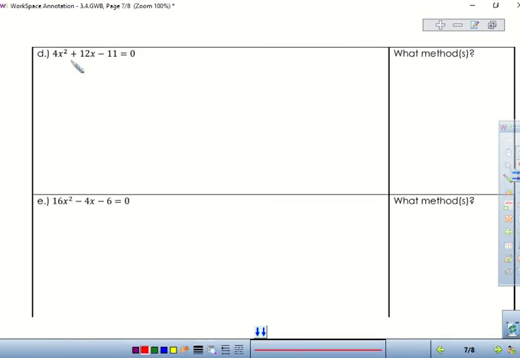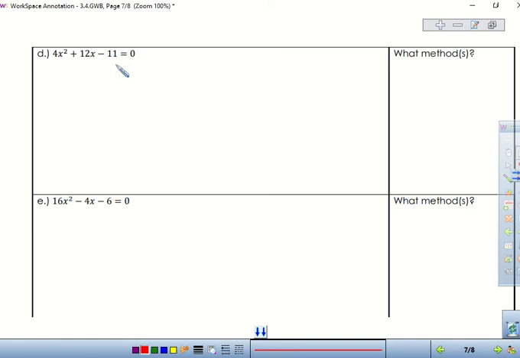Next one here. What we can do is we want to see first if there is a GCF. And as you can see, there's unfortunately not a GCF on this one. So the next thing we would try, since the A value is not 1, is we would see if AC method works. But before we try writing it out, we want to just mentally test it out. If I were to multiply the 4 and the negative 11, what would I end up with? Negative 44. Are there any factors of negative 44 that add up to 12? No, so we can't use AC method.